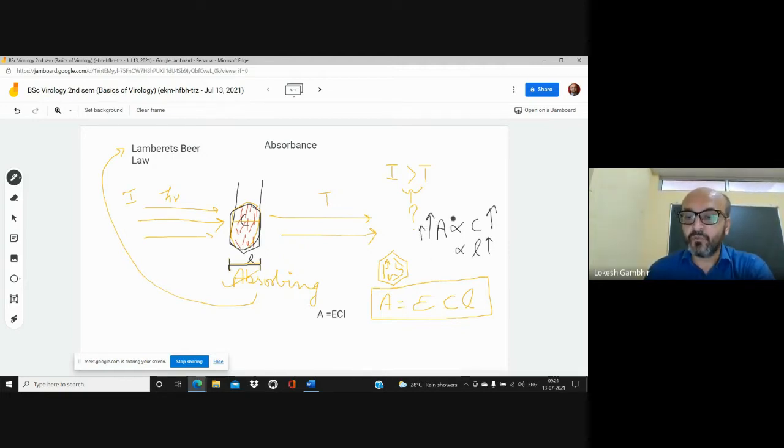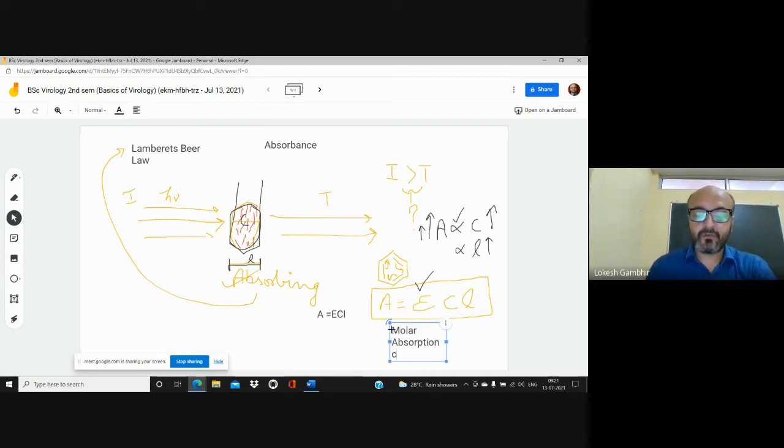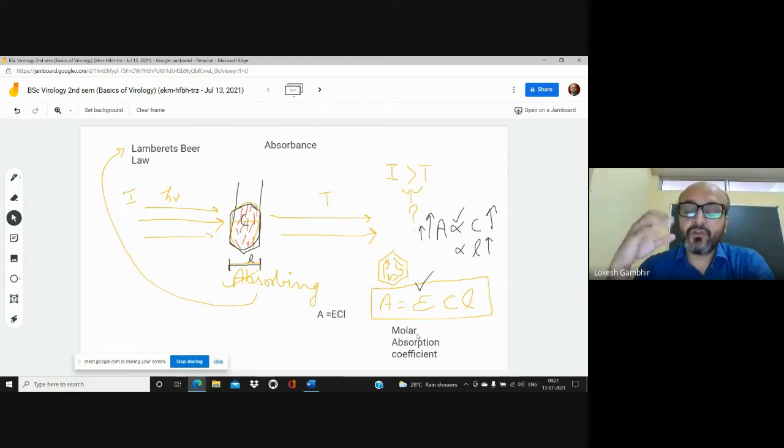When you remove this sign of proportionality, the constant of proportionality which you get is epsilon, which is called the molar absorption coefficient. Now this is a standard value. This is a constant value for every given solution you are determining. If you are going for nucleic acid determination, then there is a set molar absorptivity coefficient that we use.